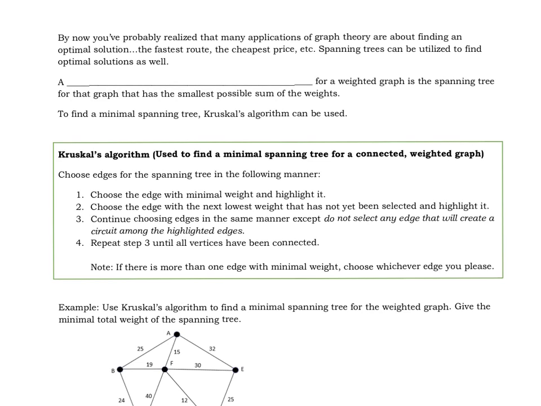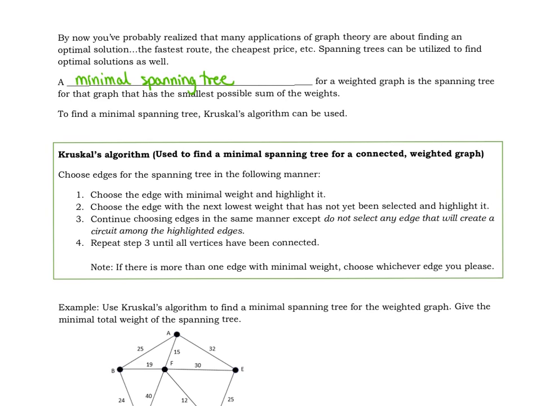Okay, and our final detail in graph theory is about finding that optimal solution when it comes to trees, when it comes to spanning trees. So, spanning trees can also be used to find an optimal solution. And so, that optimal solution in this case is going to be called a minimal spanning tree. A minimal spanning tree is a spanning tree for a graph that has the smallest possible sum of weights.